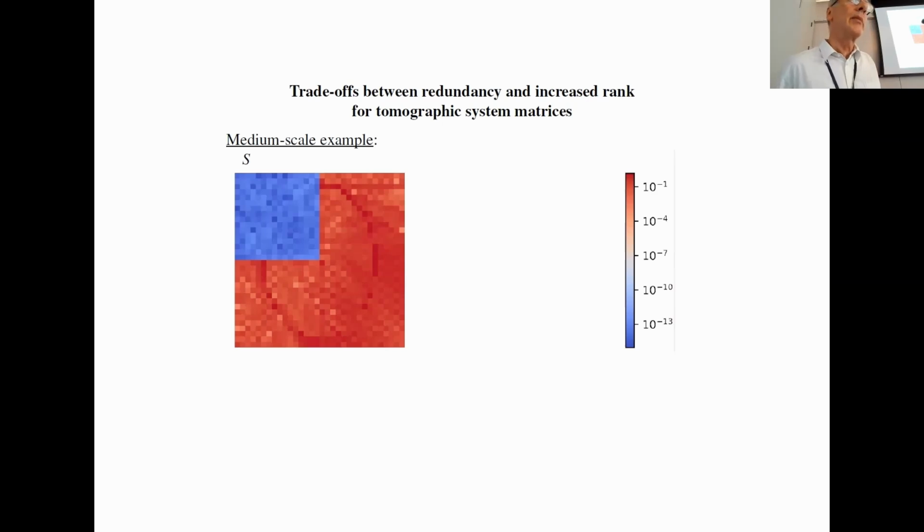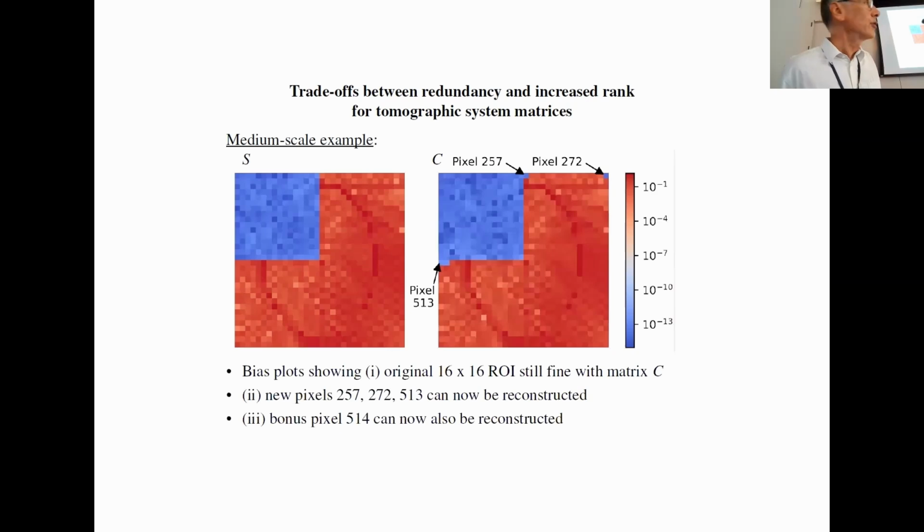Now, what happens with the other matrix when we've changed those 3 values? That's 3 values out of 400,000 values in the matrix, right? This is a pretty small change to the system matrix. And sure enough, pixels 257, 272, and 513 are now reconstructed accurately, just as we expected. If you look very closely, you'll find we had a bonus pixel. Next to pixel 513, I think you can see pixel 514 also made it in there. So in this case, we also got 1 bonus pixel.